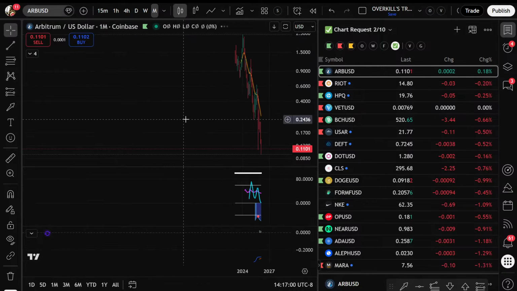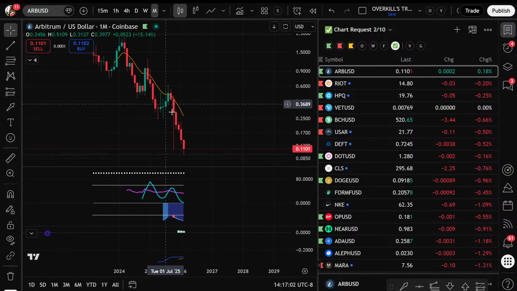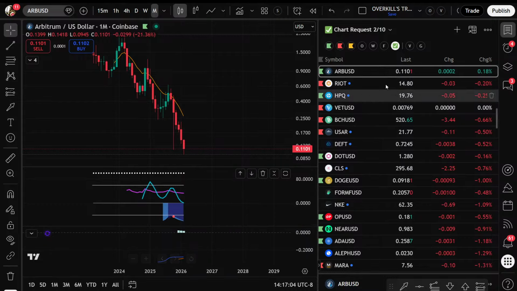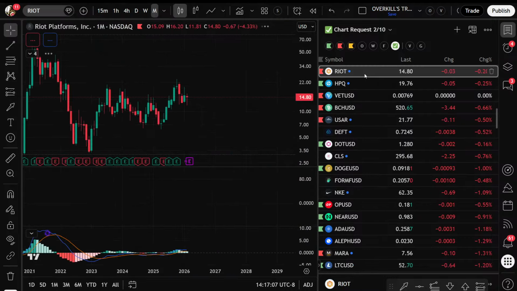I don't know if these things are going to bounce or not. These are all these Ethereum layer 2s. This thing's just melting down. What I'd wait for is a monthly. Wait for the monthly on ARB there. We got Riot.